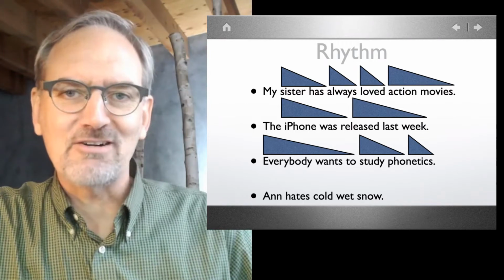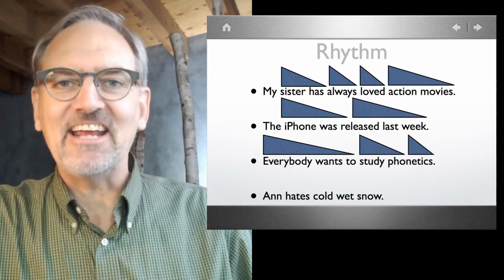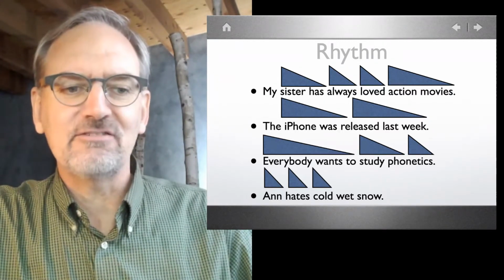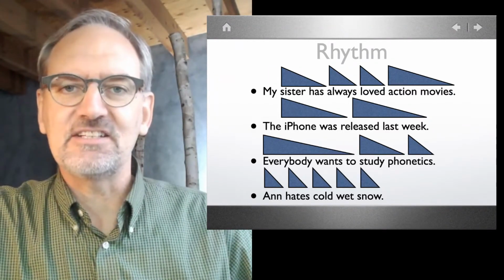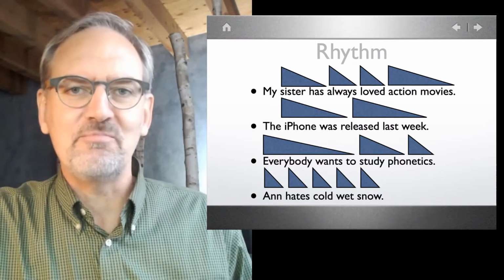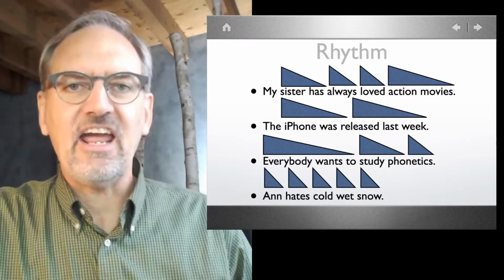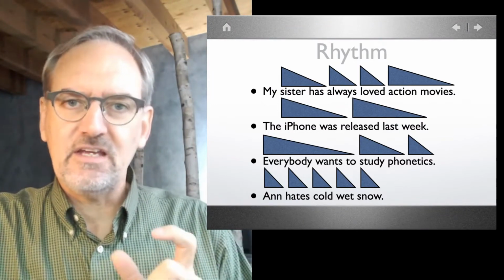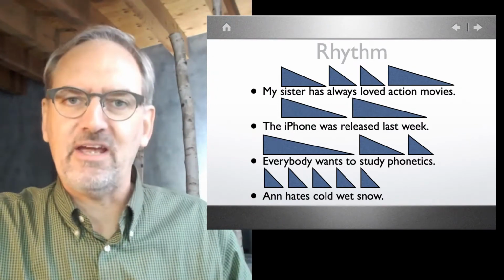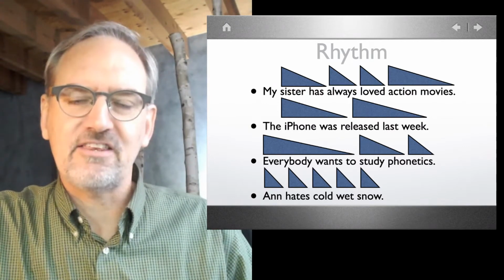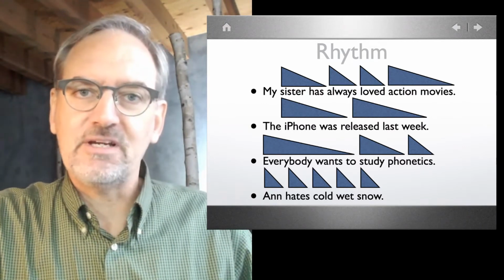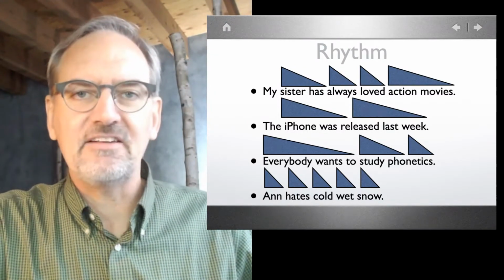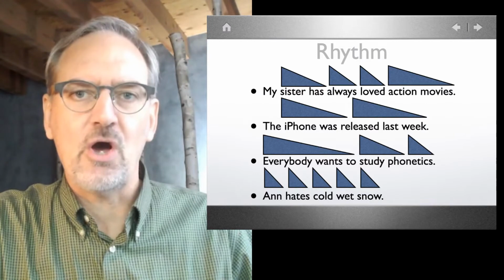And then returning to our original sentence, "Anne hates cold, wet snow." Each of these is a monosyllabic foot, and therefore we get this kind of unusual rhythm pattern. "Anne hates cold, wet snow." Each one has falling pitch across the length of the syllable because each one is a monosyllabic foot. Okay? "Anne hates cold, wet snow."